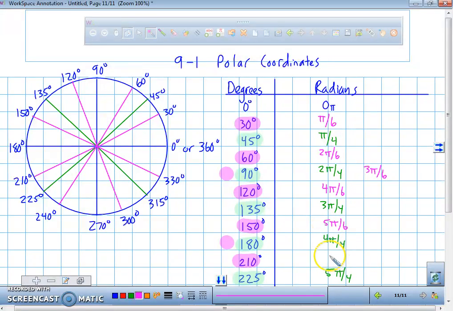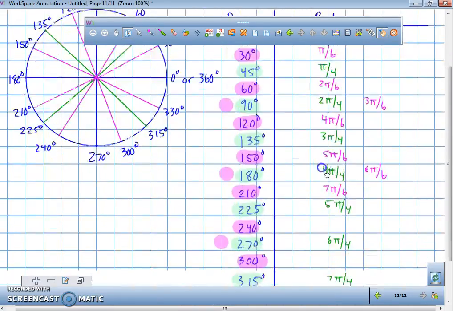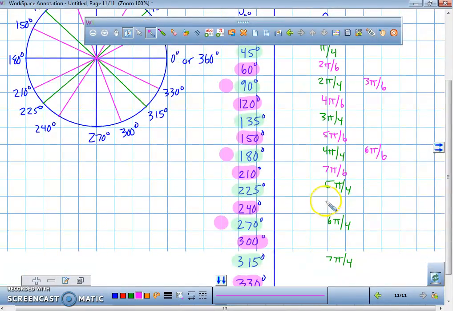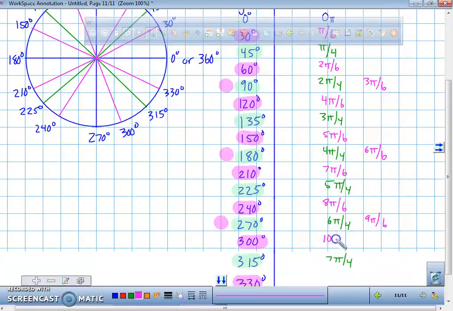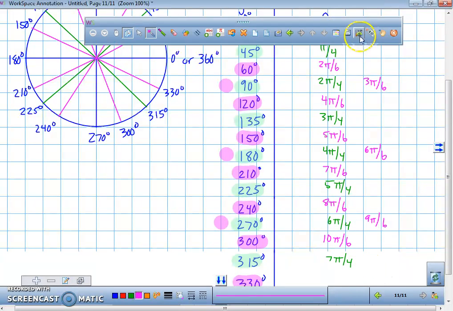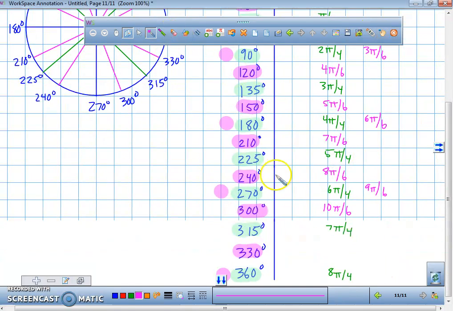That's 5 pi over 6. This one is 6 pi over 6, 7 pi over 6, 8 pi over 6, 9 pi over 6, 10 pi over 6, only 2 more to go, 11 pi over 6, and finally 12 pi over 6.